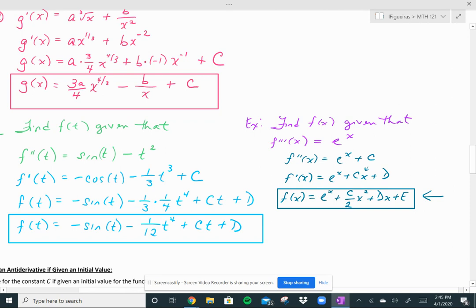And then again, you have to add one more constant of integration. So that will be e. So leaving you with e to the x plus c over 2 x squared plus dx plus e.